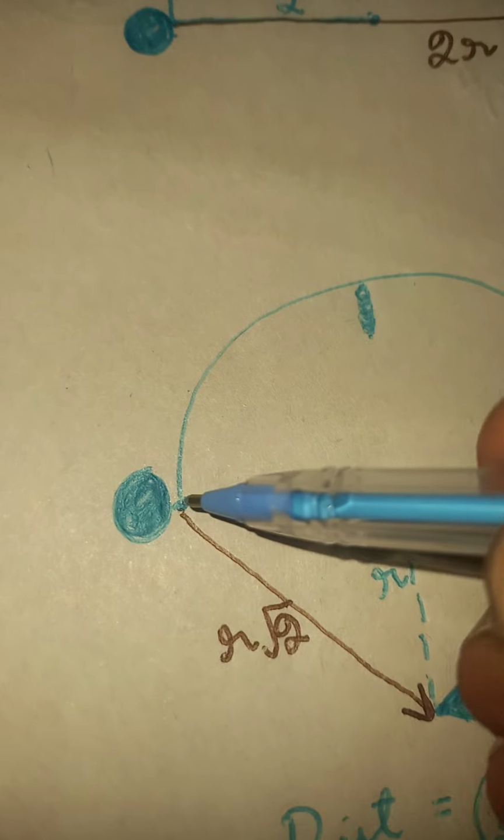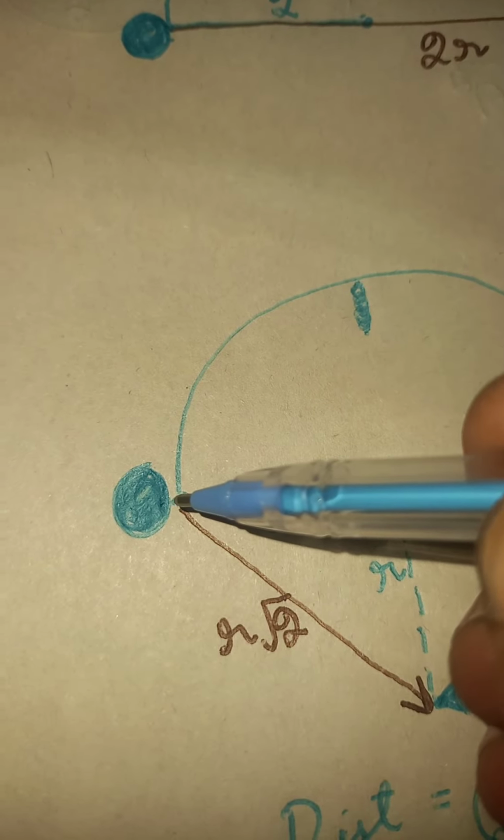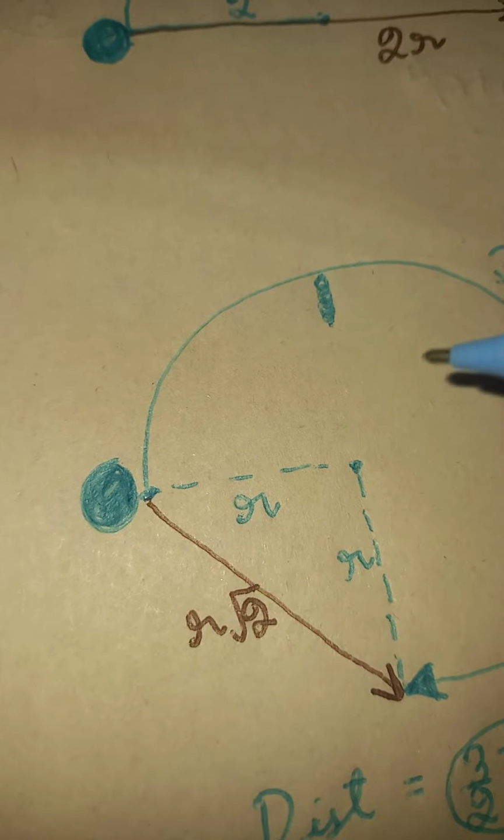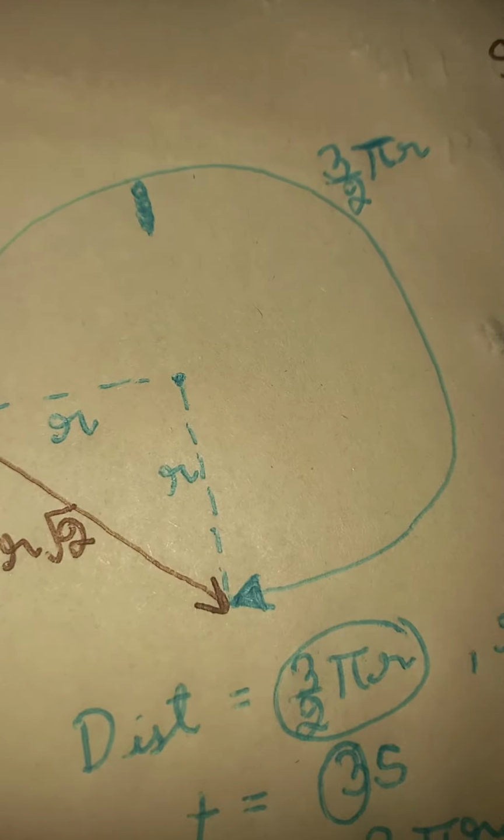When the ball covers a complete circle instead of going anywhere, the initial and final point are the same, so the displacement is 0, and velocity is displacement by time, so it also becomes 0.